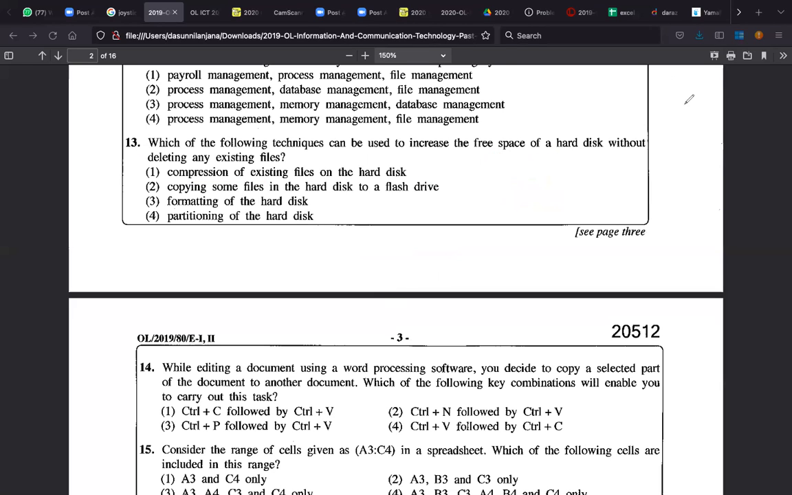So let's see your answers. I think yes, some of you have given the correct answer. Yes, some of you have not. 13, no. None of you have given the answers.